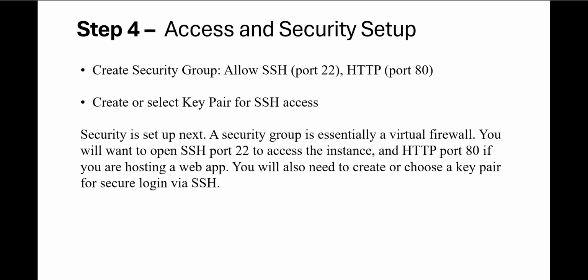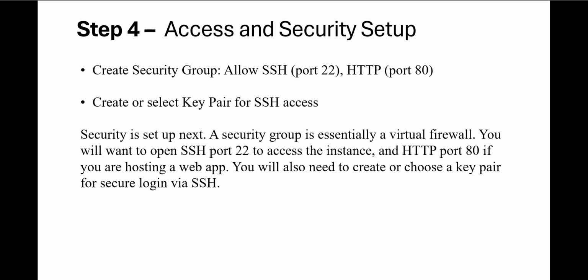In step 4, we have access and security setup. We have two points: create security groups, and create or select key pairs for SSH access. Creating security groups allows SSH on port 22 or HTTP on port 80. We can create those groups, and create or select key pairs for SSH access. Security setup is next.